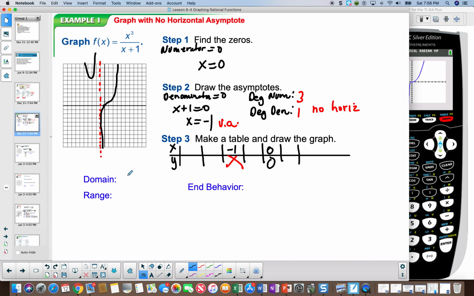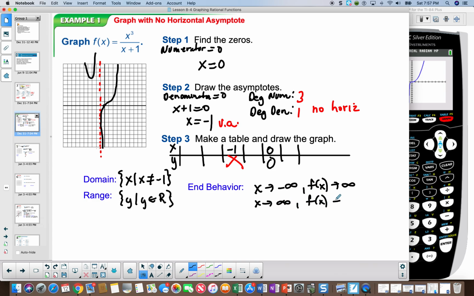Okay, so let's go ahead and take a look at the domain. The domain is x such that x cannot equal -1. I like to use set builder notation when I don't want a value here. My range, it looks like all real numbers. So we can say y such that y is an element of all real numbers. That says we can have anything right here. Now in end behavior, as x goes to negative infinity, it looks like f of x wants to go to negative infinity. And as x goes to positive infinity, it looks like f of x wants to go to positive infinity. So now we have some information about this.